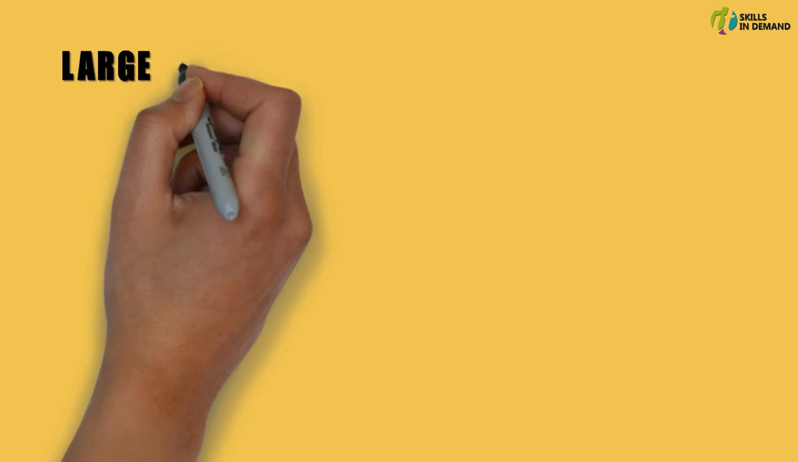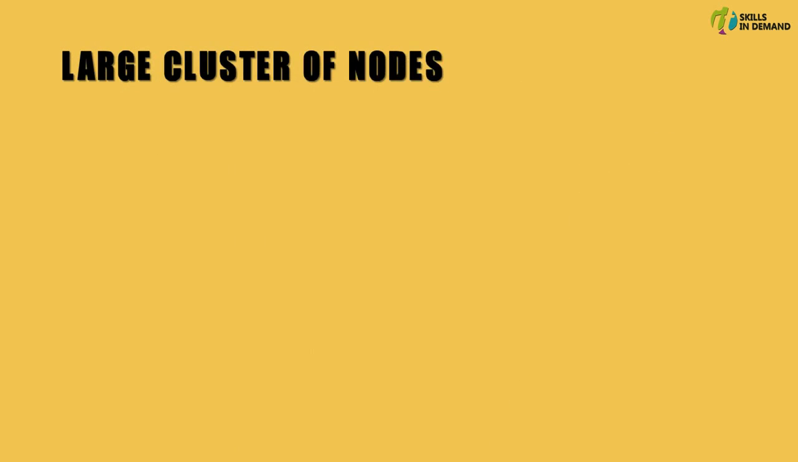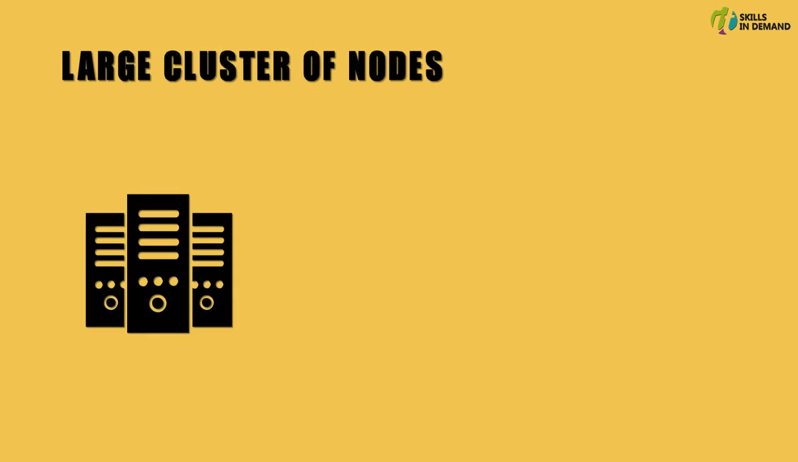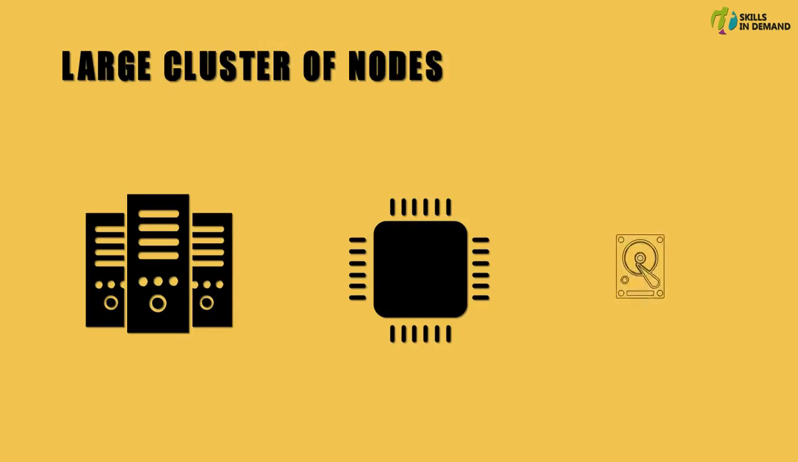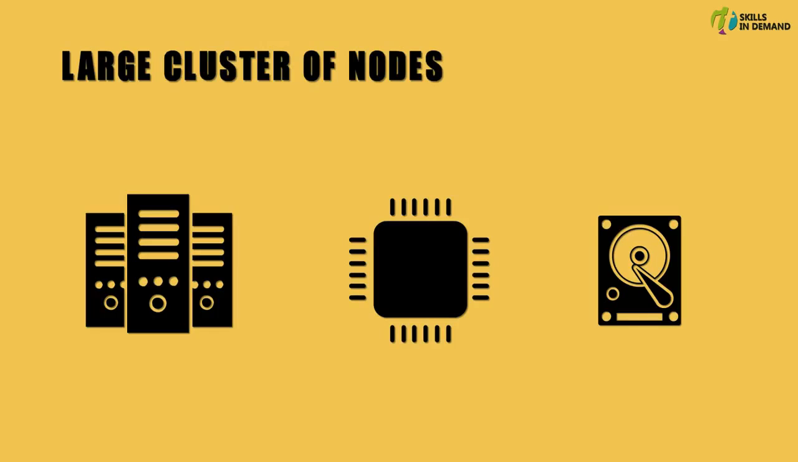The next important feature on the list is Hadoop supports a large cluster of nodes. Therefore, a Hadoop cluster can be made up of hundreds and thousands of nodes. One of the main advantages of having a large cluster is it offers more computing power and a huge storage system to the clients.